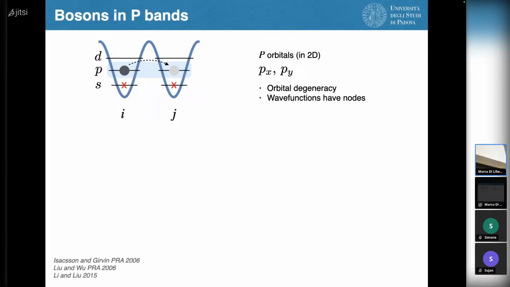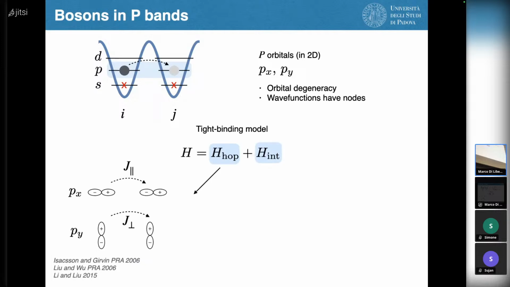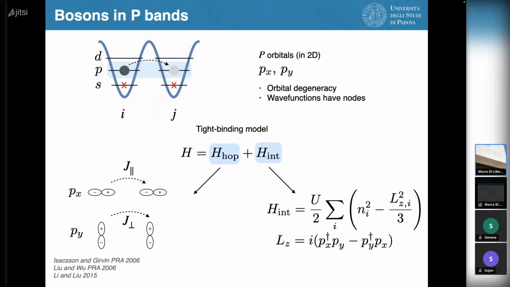You immediately realize that the model you have in mind is already different from the Bose-Hubbard we saw before. Why? In 2D, you have two orbitals, px and py. So you have two ways of delocalizing: a px that moves like this, or a py that moves either like this or like that. So the kinetic part is already different. But the most interesting part is the interaction part. Interactions are local. Atoms interact only when they are on the same well, on the same site.